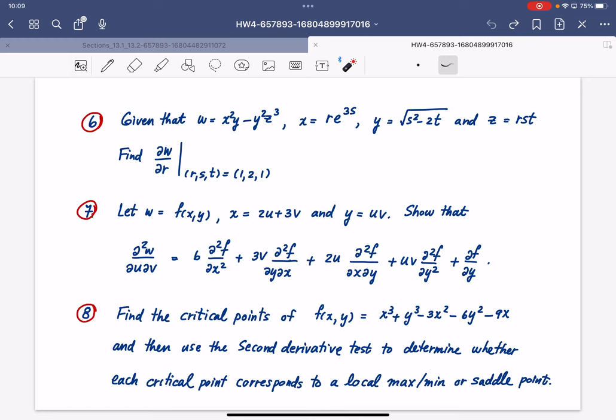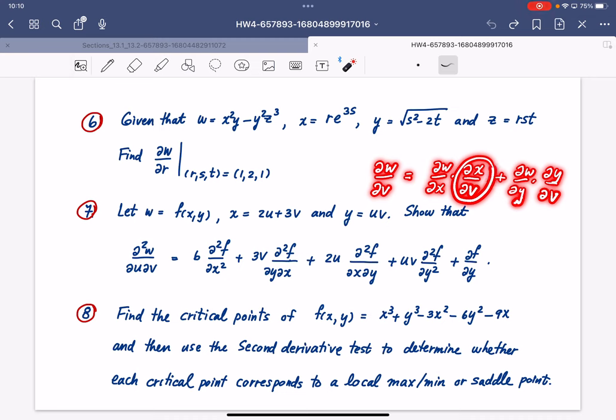Another two questions that some of you have problems with are this one and this one. For question 7, I would suggest you start by differentiating w with respect to v first, and then by the chain rule you should get w by x, and then x by v, plus w by y, and then y by v, and you just keep breaking down the terms. Because you have the formula, you can compute x by v and y by v.